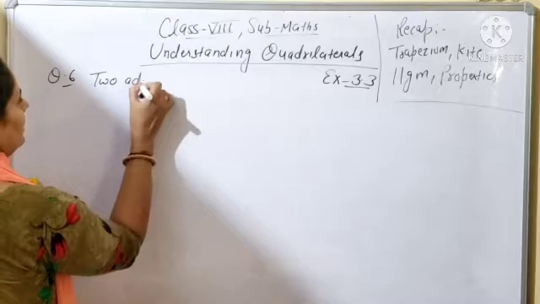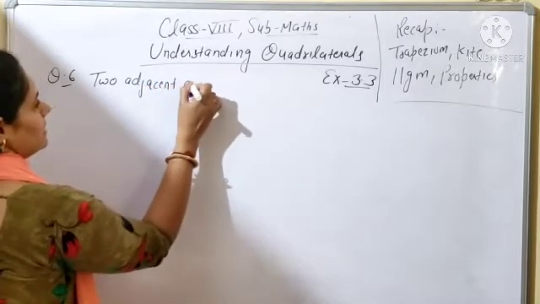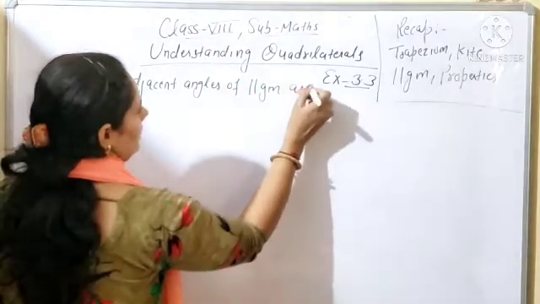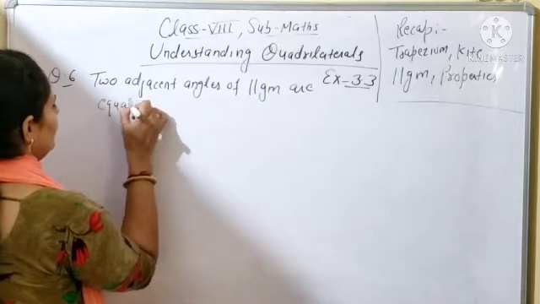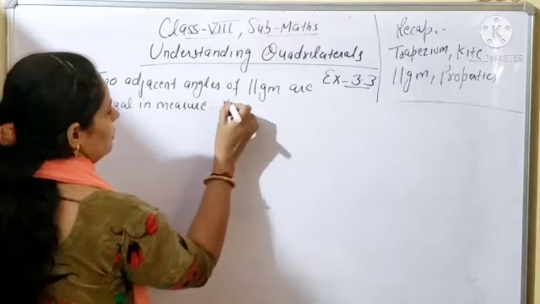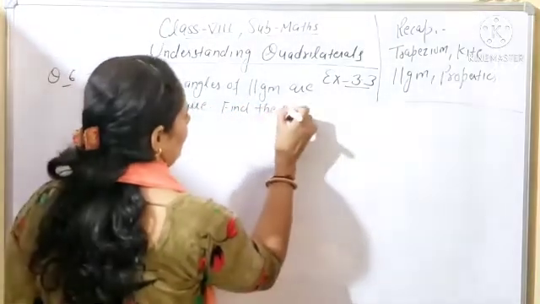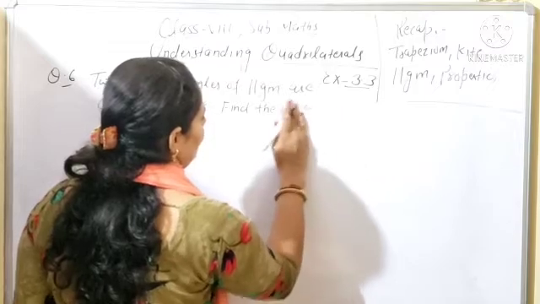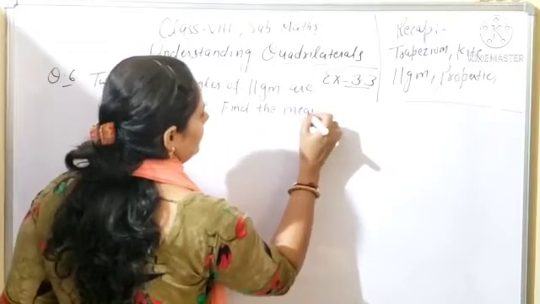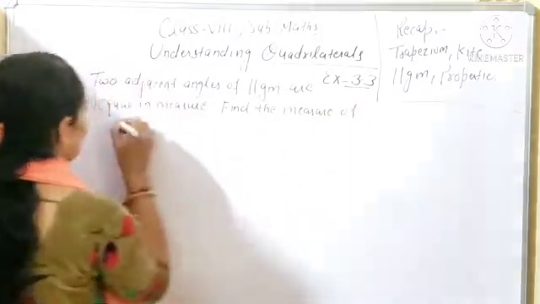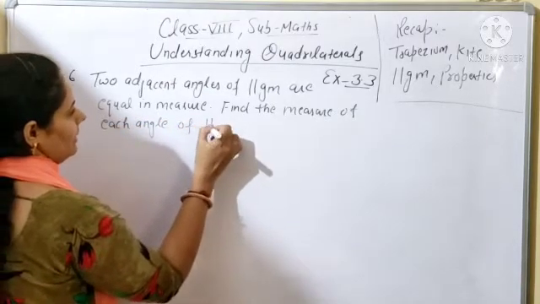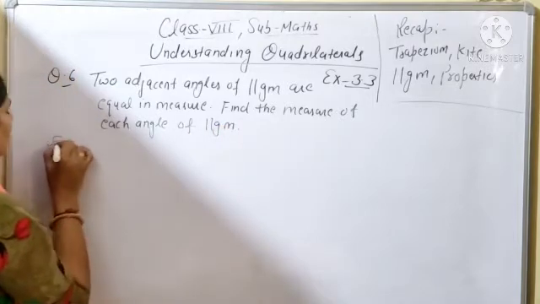Two adjacent angles of a parallelogram are equal in measure. So find the measure of each angle of the parallelogram. Find the measure of each angle of the parallelogram. Clear? So it is like question number 5.